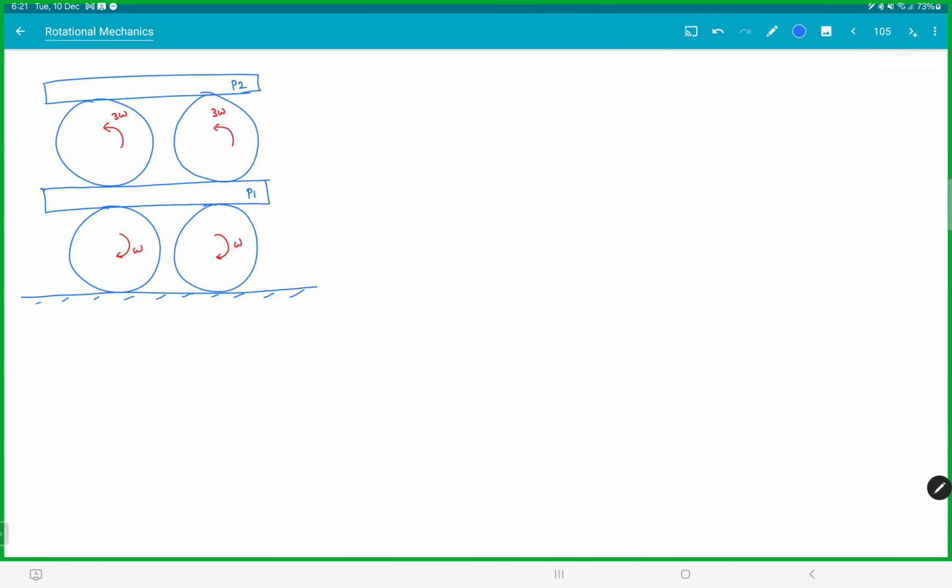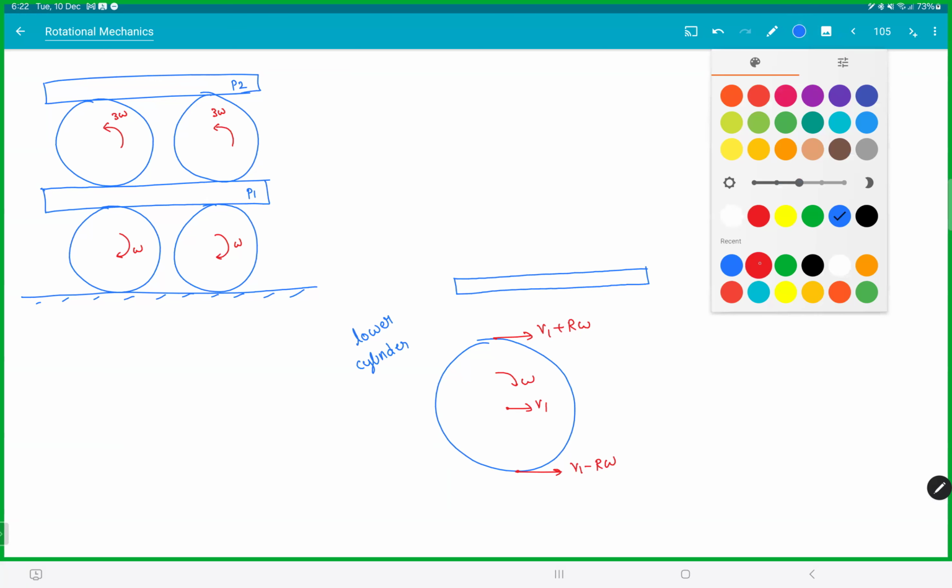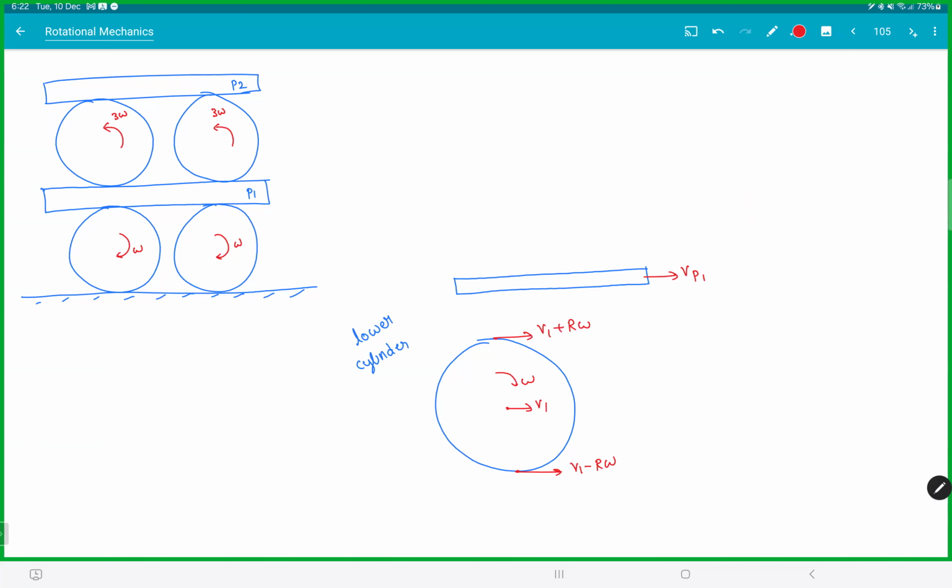Let's start with the lower cylinders. I don't know how they're going, so I will assume it is forward. Don't worry about that, the sign will take care of it. This is omega. So this point is V1 plus R omega. This point is V1 minus R omega. On top of this, you have this plank here, which is going with Vp1. And this bottom is V ground. I'll write Vg is 0.